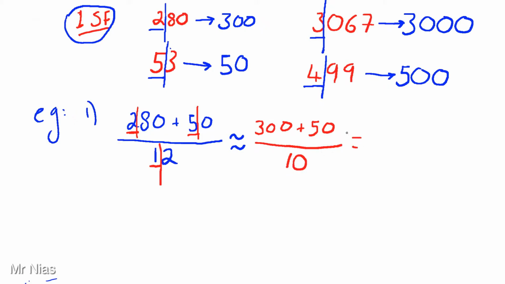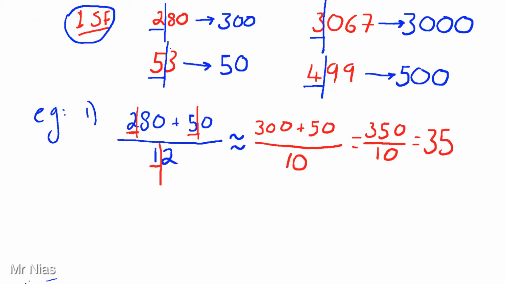Now I've got a nice easy sum. I can quite easily do this. 300 plus 50 is 350. Divide it by 10, because remember, this line means divide. What happens when I divide by 10? I move my numbers one place smaller, so the answer is roughly 35. So 280 plus 50 divided by 12 is roughly 35.